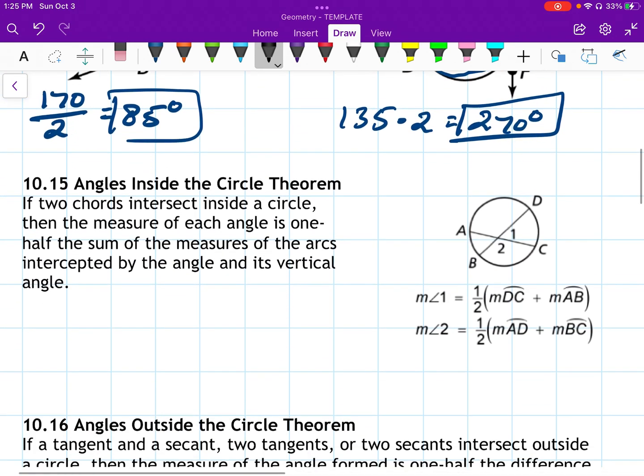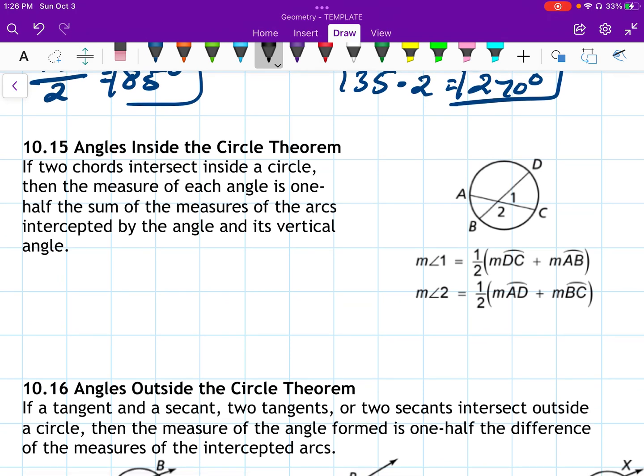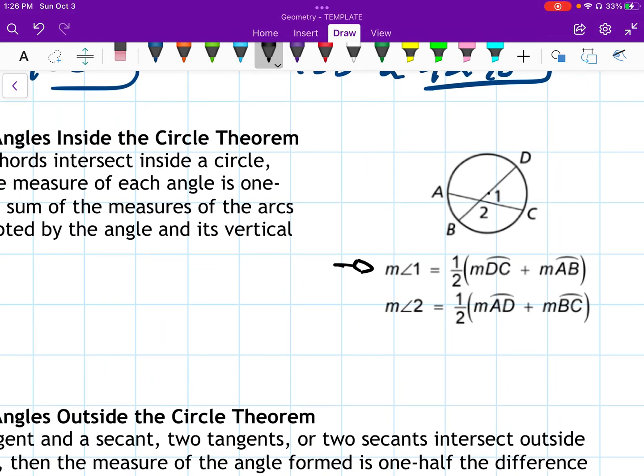Next up, the angles inside of circles theorem. You can copy that text down, but the more important piece is right over here, where we think about the measure of angle 1. It's equal to the other one there, because that's vertical angles. The way that I remember this is that it's the average of its arcs. So we add these two together and divide by 2.